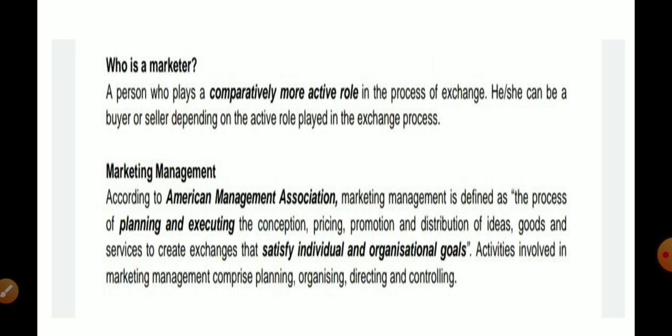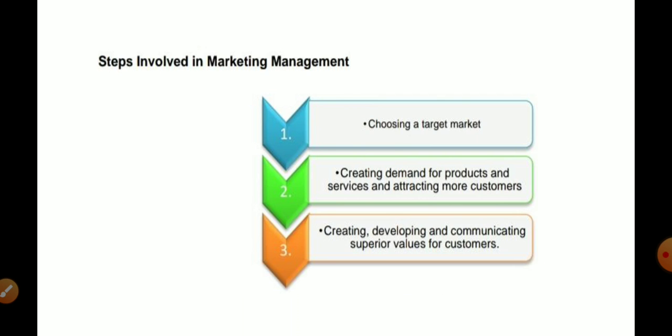Okay, so it is a series of activities, as you can explain them by putting marketing and management in different slots. Now, what are the steps in marketing management? First, choosing the target market, creating demand for the products and services, attracting customers, and creating, developing and communicating superior value for the customer. Okay.